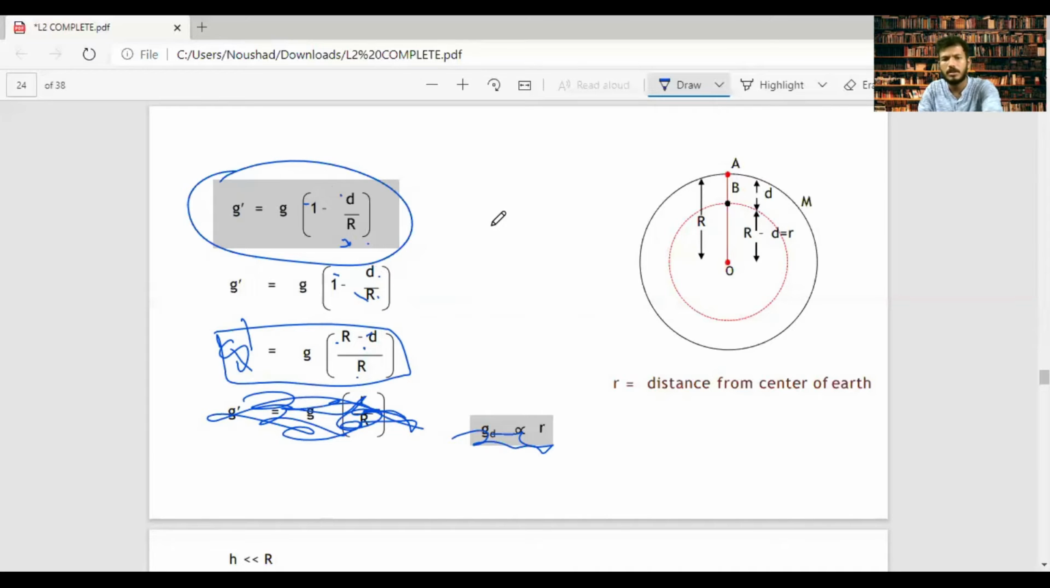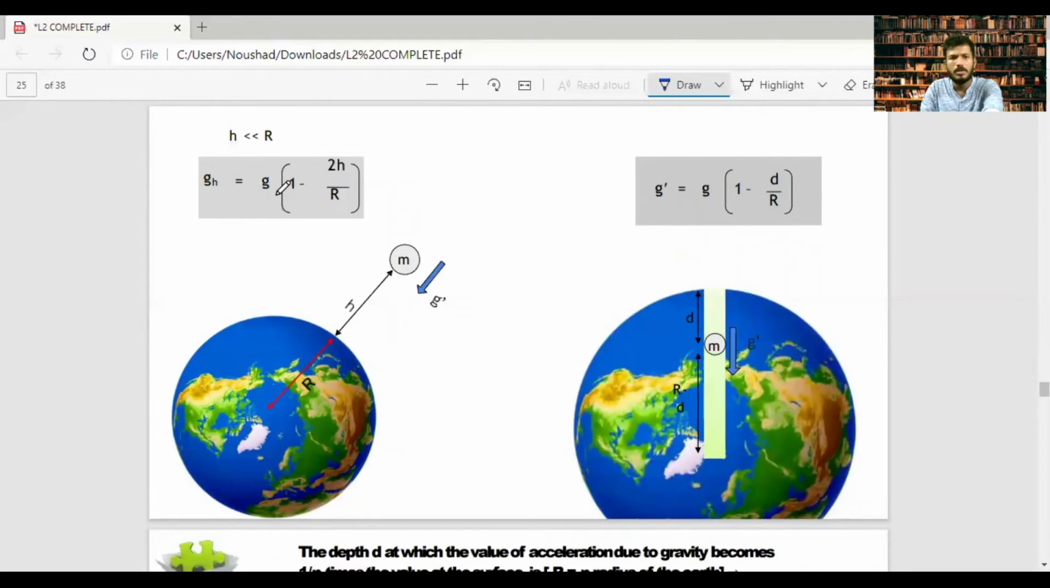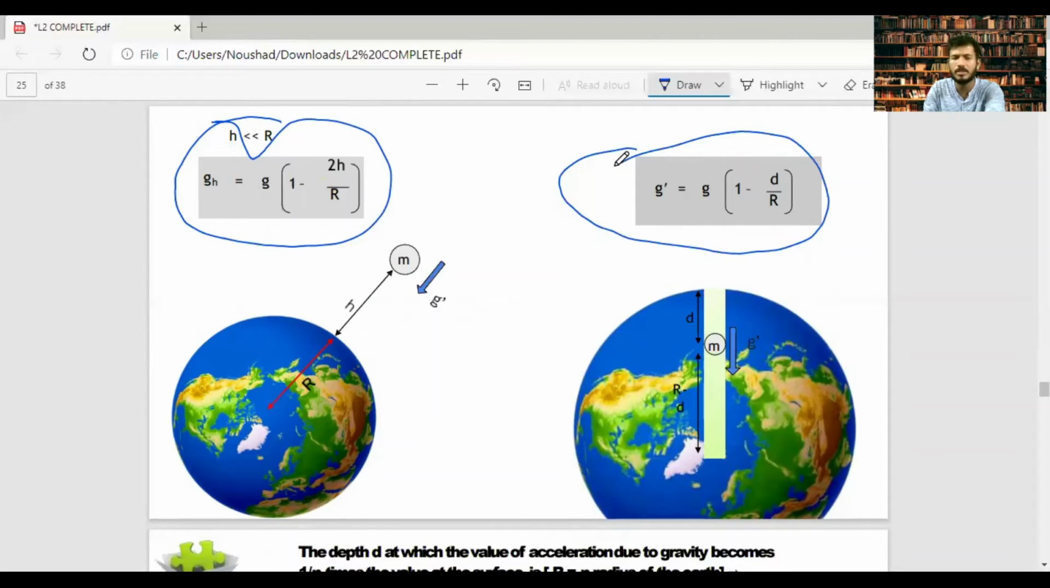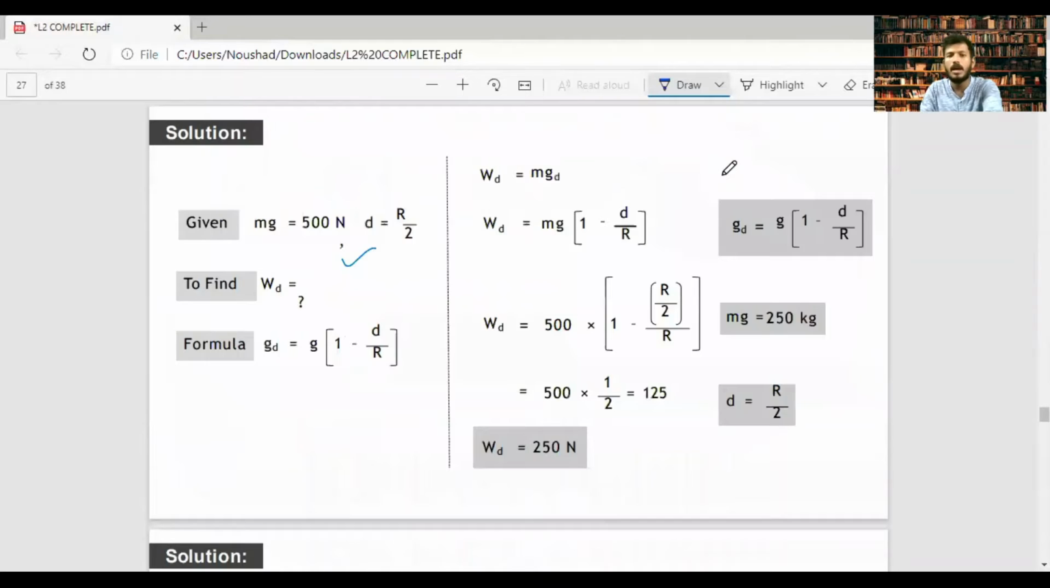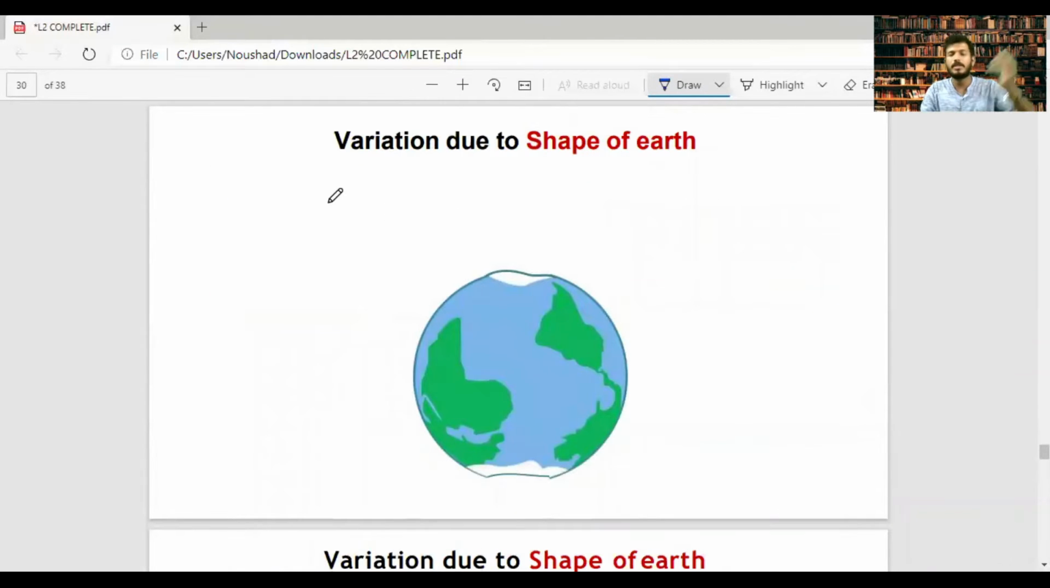Okay, listen. Variation of acceleration due to gravity with height, this is the equation. Variation of acceleration due to gravity with the depth, this is the equation. Look at that equation. This is gh, this is gd. Acceleration due to gravity varies with the height like g into 1 minus 2h by r. Acceleration due to gravity varies with depth like gd equal to g into 1 minus d by r. It's very, very simple, and also it's very complicated.